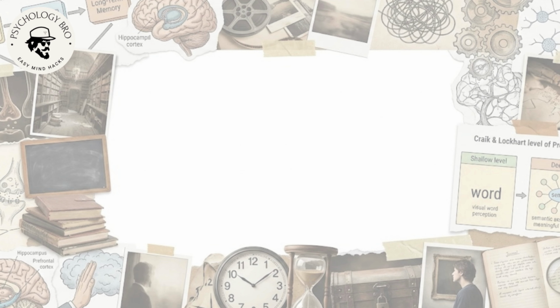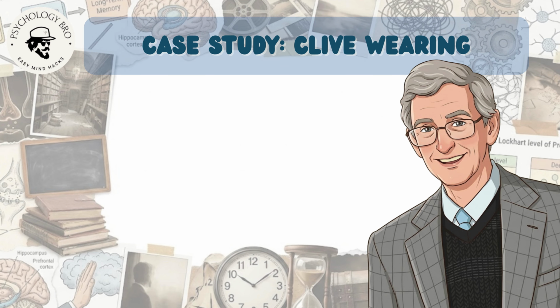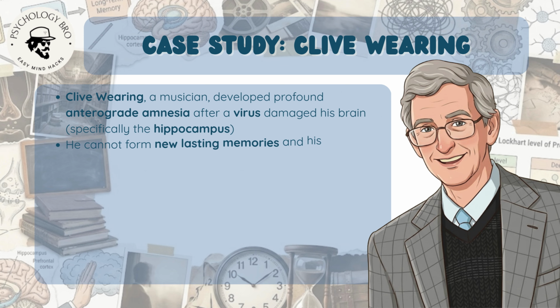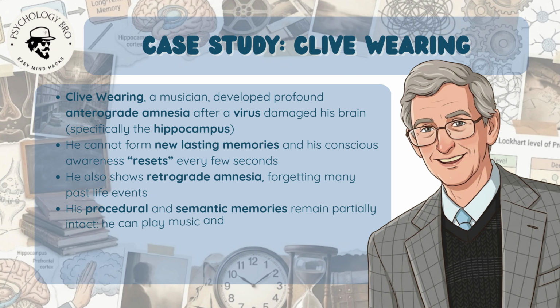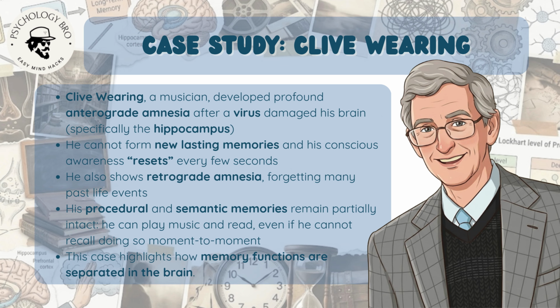A perfect, real-world example of this is the famous case study of Clive Wearing. Clive was a highly skilled musician who developed profound anterograde amnesia after a virus damaged his brain, specifically the hippocampus. He cannot form new lasting memories. His conscious awareness literally resets every few seconds.